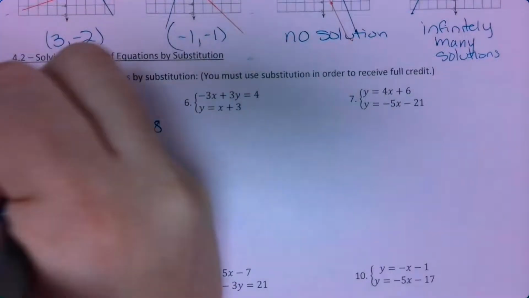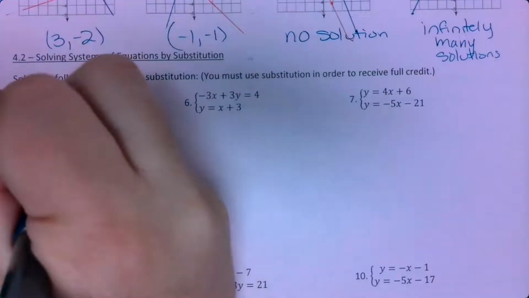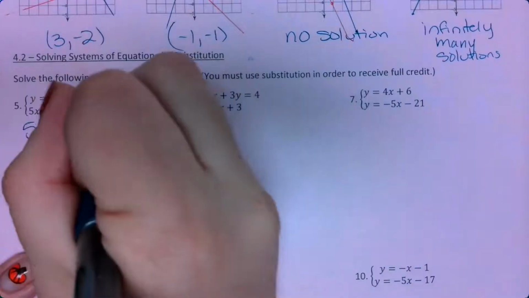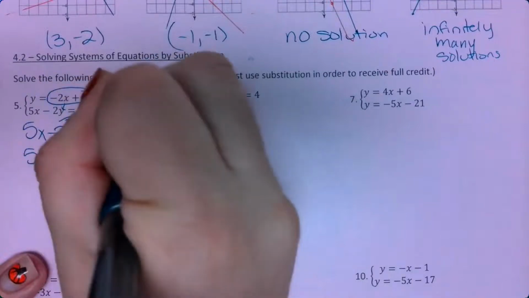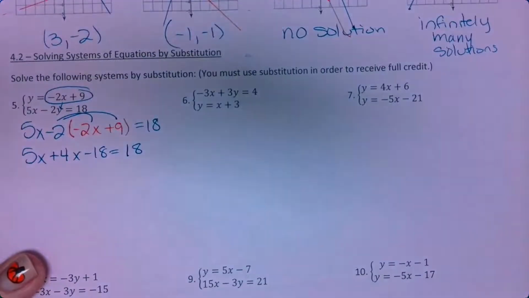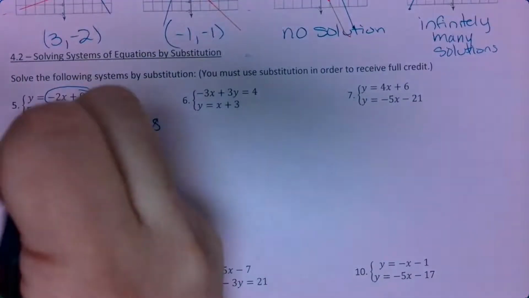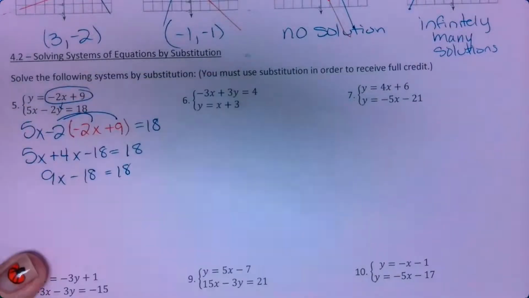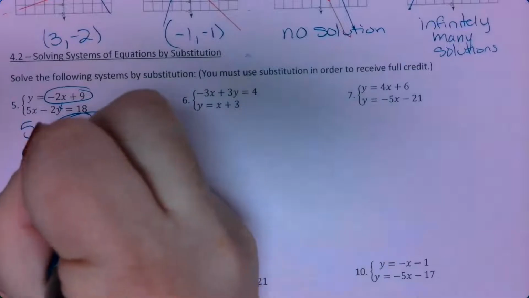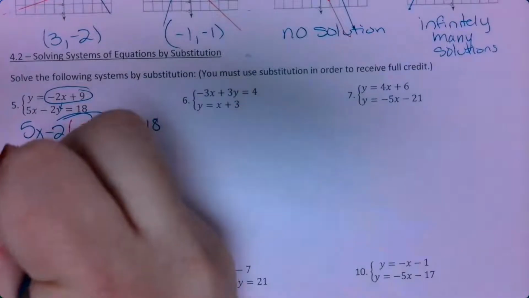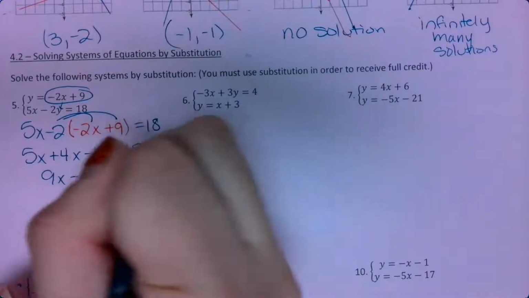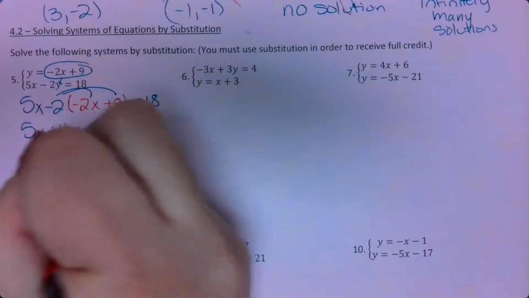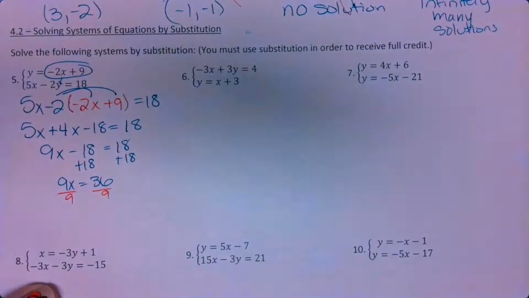I have 5x. I want to distribute. Negative 2 times negative 2x is positive 4x. Negative 2 times 9 is negative 18 equals 18. I want to combine like terms. 5 plus 4 is 9. Still have the minus 18, and it still equals 18. I want to add 18 to both sides. I get 9x equals 36. Then I want to divide both sides by 9. I get x equals 4.